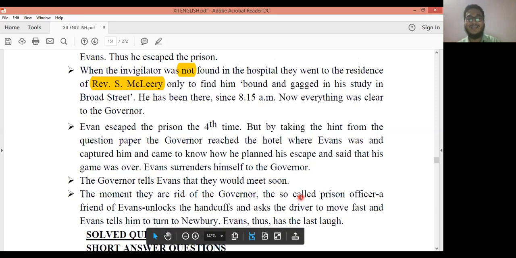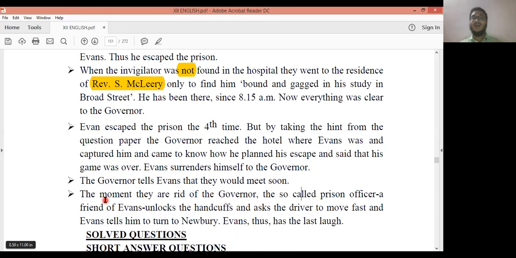So he gave us some signals. They will be meeting soon. But the moment they are rid of the governor, the so-called prison officer, a friend of Ivan's, unlocks the handcuffs and asks the driver to move fast. And Ivan tells him to turn to Newbury as per the old plan. Where to go? Go to Newbury.